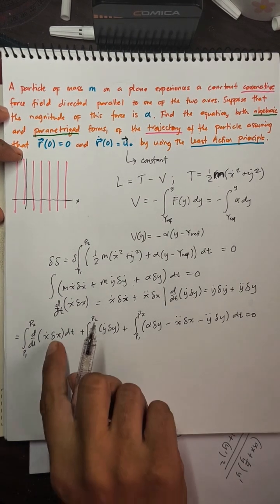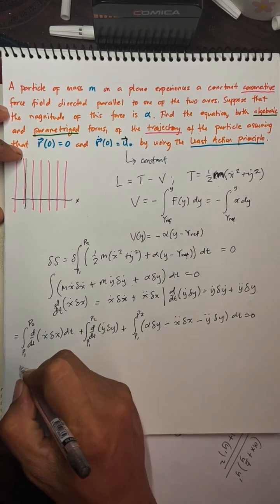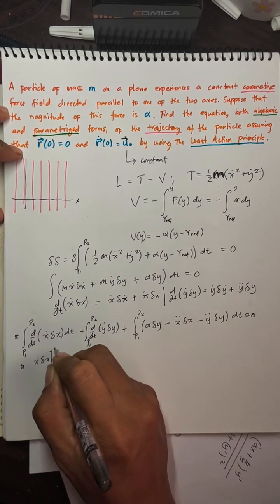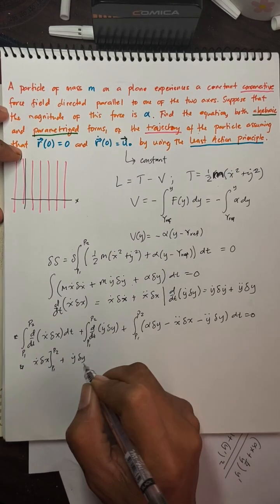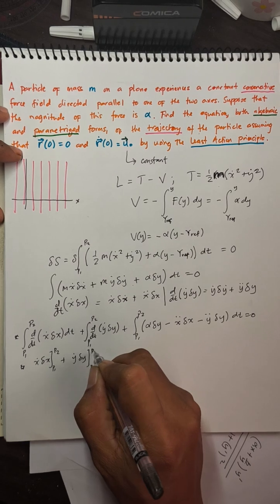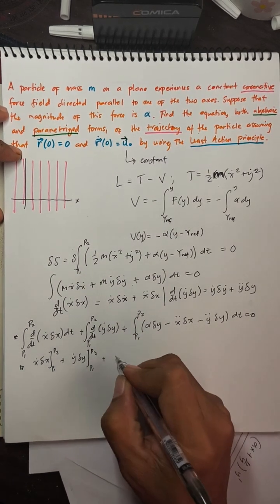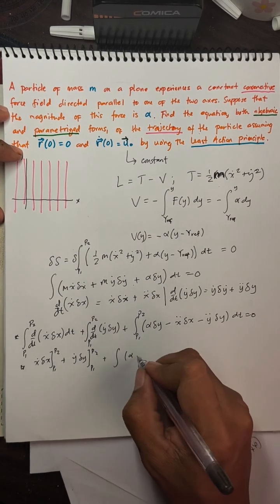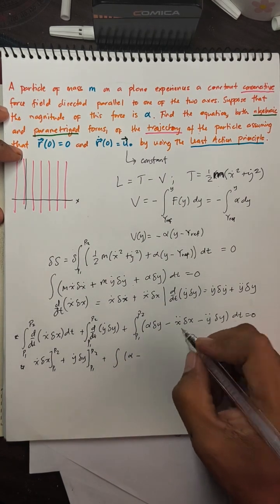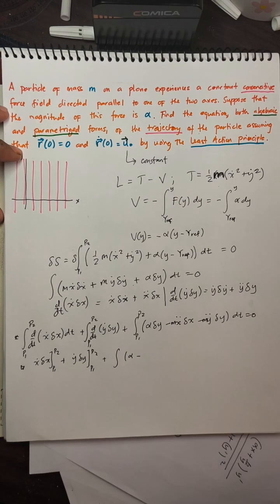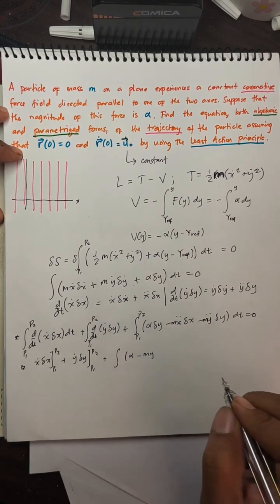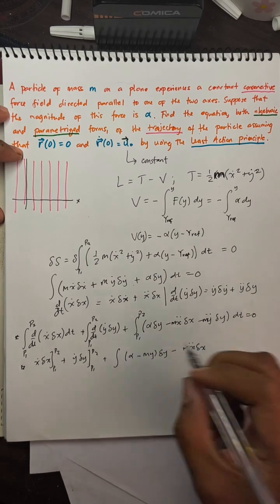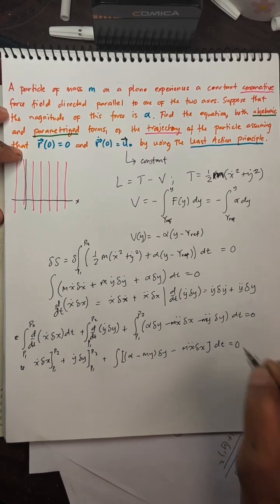Now, the integral of this is just equal to x dot delta x evaluated from point 1 to point 2, plus the integral of that, which is just y dot delta y evaluated again from point 1 to point 2, plus the integral of alpha minus, okay, there should be m here, there's m there, alpha minus m y double dot delta y minus m x double dot delta x, dt equals 0.